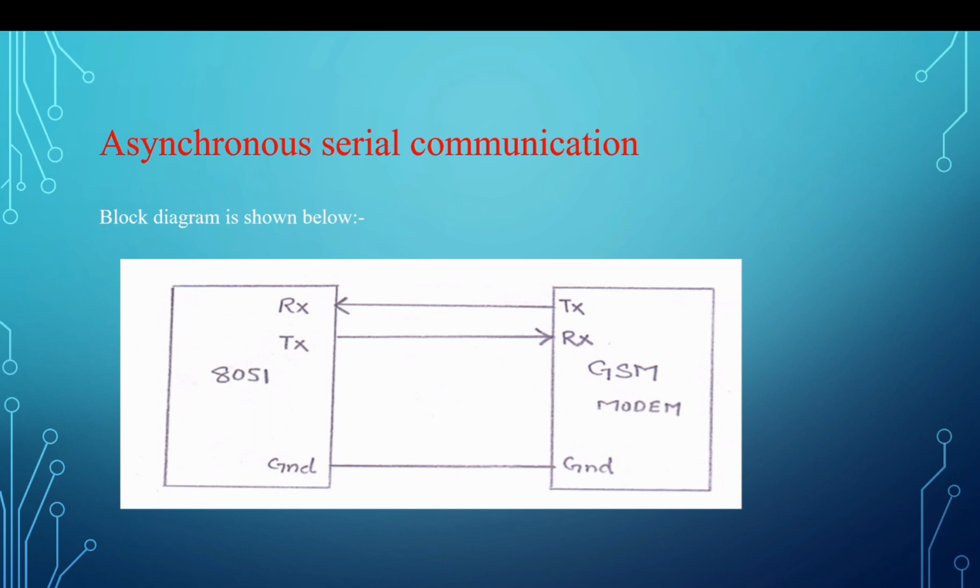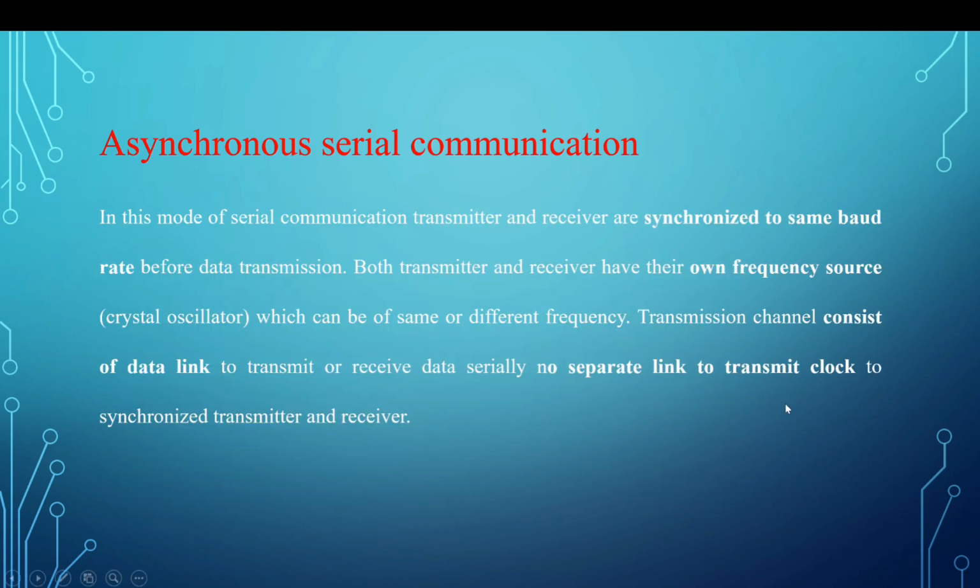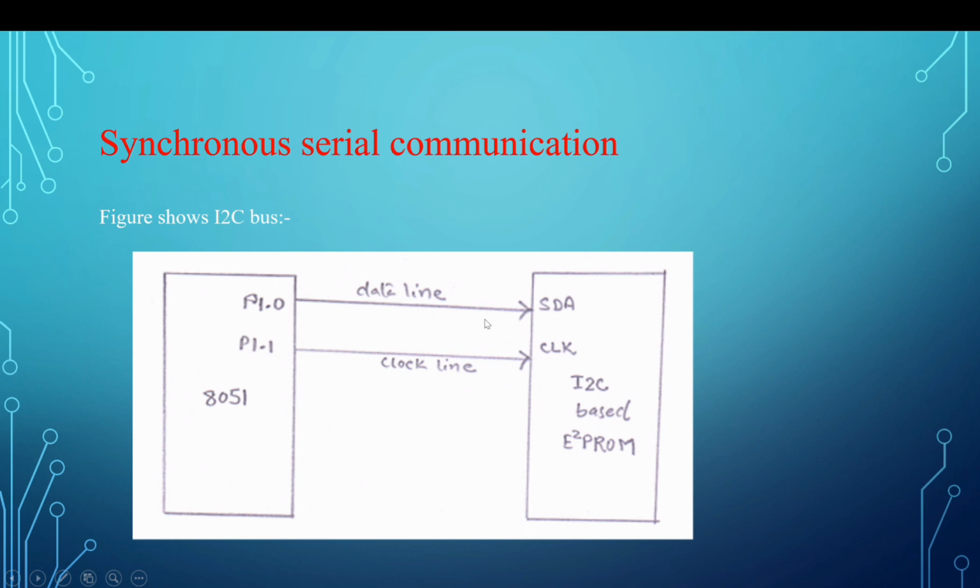So in this mode of serial communication, the transmitter and receiver are synchronized to the same baud rate before data transmission. Both have their own frequency source, a crystal oscillator, which can be of the same or different frequency. The transmission channel consists of a data link to transmit or receive data serially, with no separate link to transmit a clock to synchronize the transmitter and receiver. However, in synchronous serial communication, the communication channel has two lines. One is the data line and the other is the clock line.